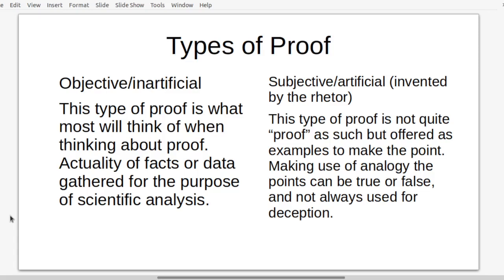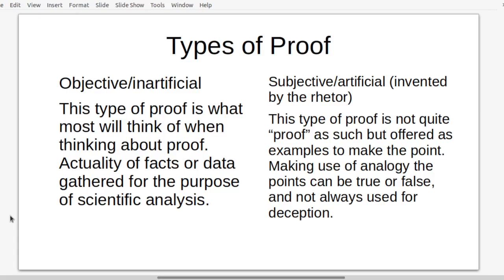Now we have types of proof. This might not seem to be the type of proof that you'd think of as being proof, because we have a subjective component, which is invented by the rhetor, so it's not technically proof. So, the objective inartificial type of proof is what most people think about when they think of proof. It's the actual facts that are gathered for the purpose of scientific analysis. These are the things that really did happen, or the things that really are the way that they are.